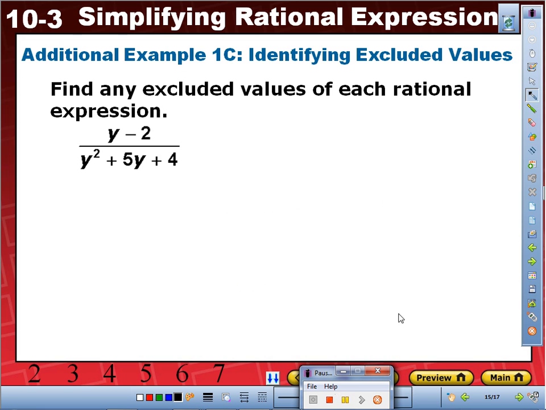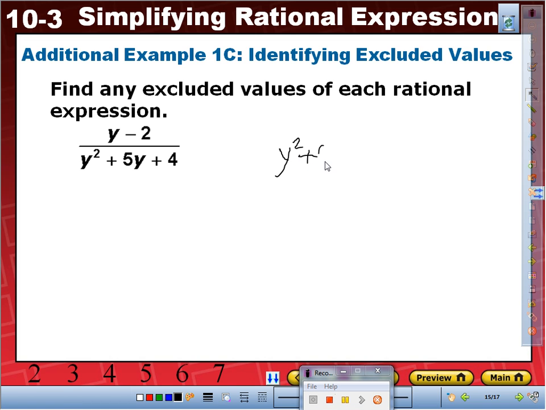All right. So copy example 1C, please. Example 1C. y minus 2 over y squared plus 5y plus 4. All right, here we go. Let's do this one together. So to find our excluded values, we cannot have 0 in the denominator, right? That means we need to set this equal to 0. y squared plus 5y plus 4 equal to 0. And we're going to find our excluded values.